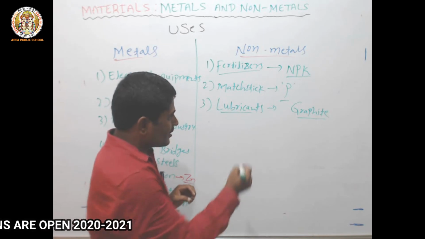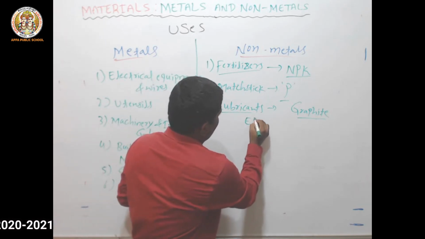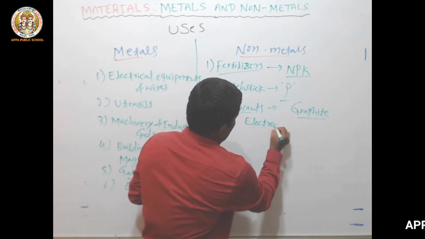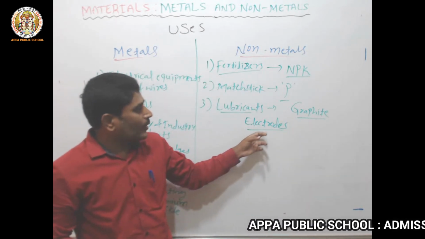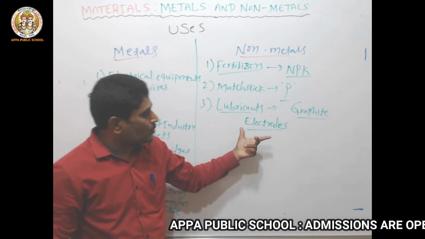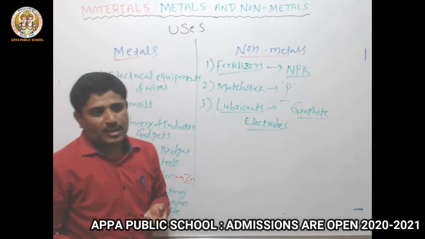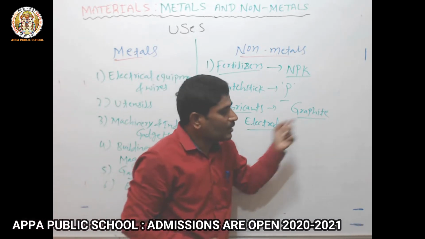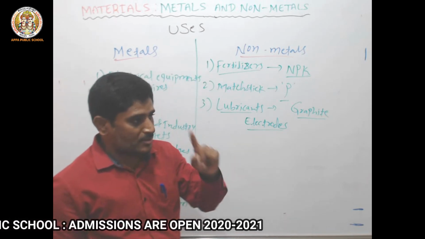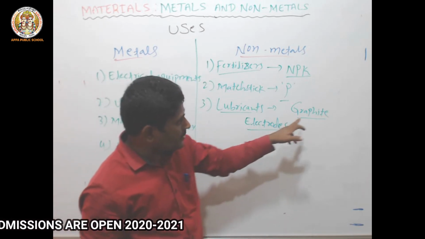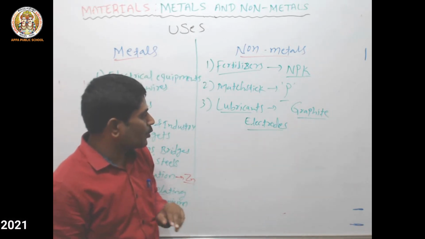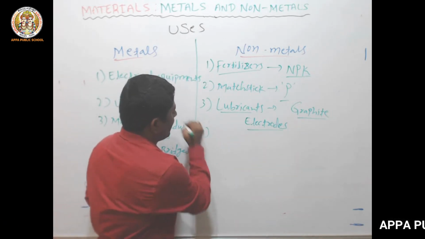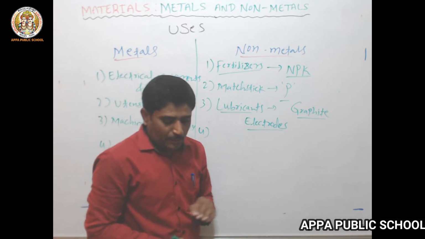Isn't it? And this graphite is used as electrodes while conducting electricity. Okay? In experiments we are going to use it as electrodes because graphite conducts electricity. You should remember, last class we discussed graphite. It can conduct electricity. Okay? That is why we are going to use it as electrodes. Isn't it? Next point is what?